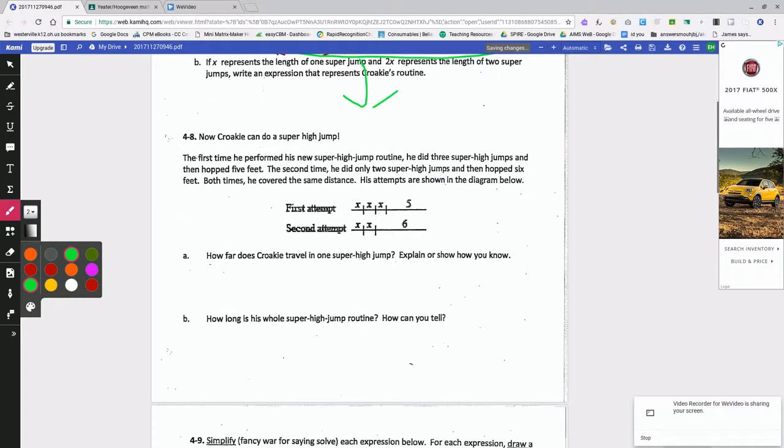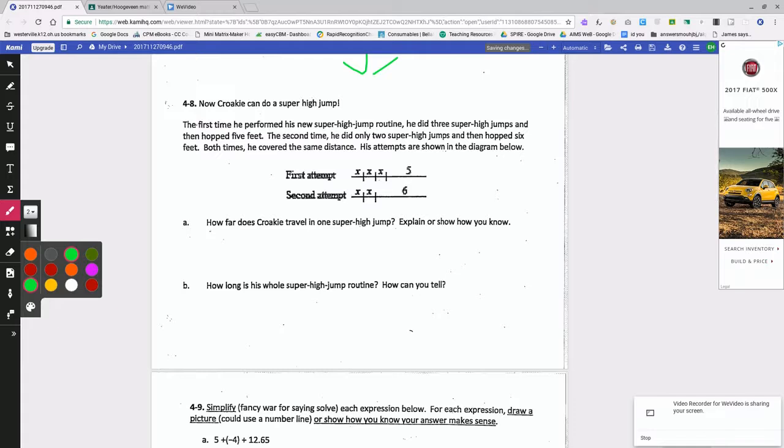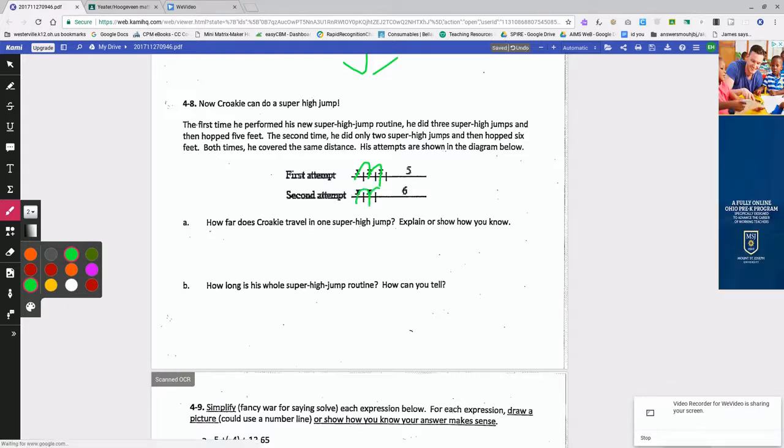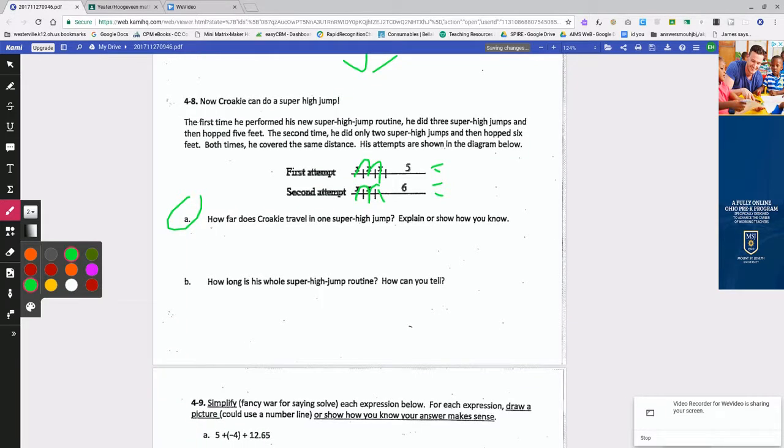Looking at 4-8, Croaky did 3 attempts of his new super jump. So he did 1, 2, 3, and added 5. The second time he only did 2 super jumps and then added 6 to get the same distance as his first attempt. So looking at A here, how far does Croaky travel on one super jump? You'd have to look at 2x's here would be equal to 3x's on top.